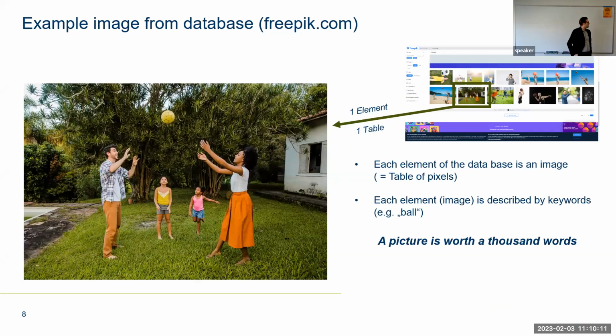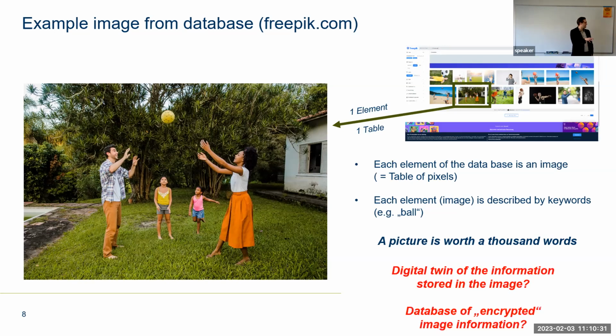So let's extract one element of this image database, which is an image. Again, for the computer, this image is just a big column of numbers. The computer has no idea if this is a family playing there or if this is just random noise. What I try to do is build up a digital twin of the information that is stored in the image, and build up databases of the encrypted image information. What do I mean with encrypted? I don't mean that it is passcode secured. I mean that the information is somehow hidden in the constellation of pixel values, in the arrangement of contrast and so on. And I want to extract this information.